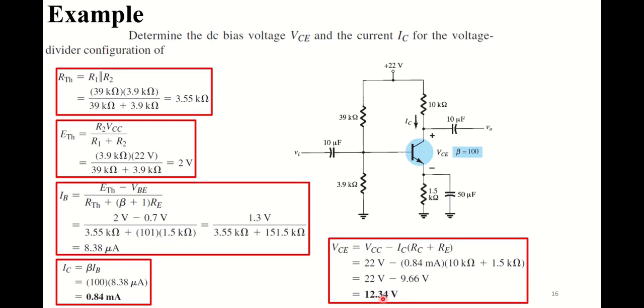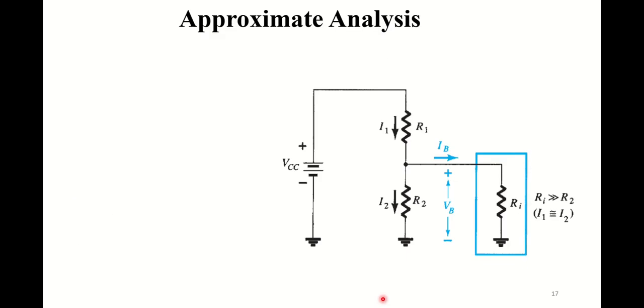After learning the application of the direct method to solve a voltage divider configuration, now let us learn the method of approximate analysis, which is rather simpler but not applicable to all voltage divider configurations. It can only be applied if a set of conditions is satisfied. Now let us see those conditions that need to be satisfied for the application of this technique.